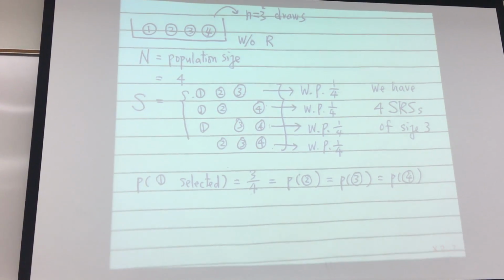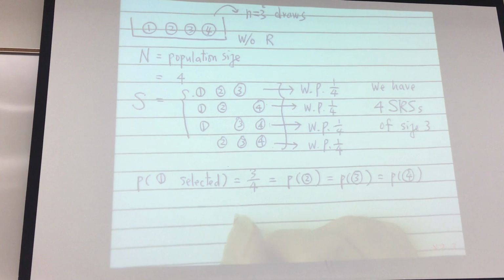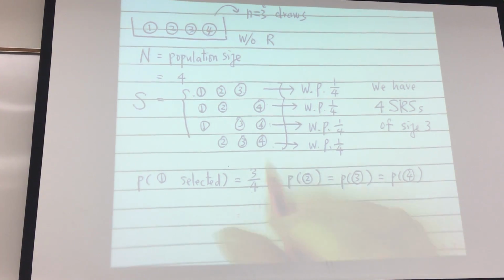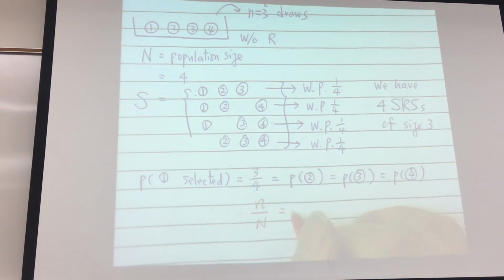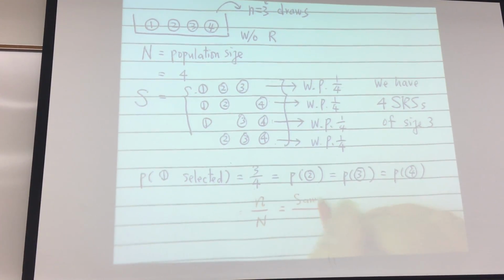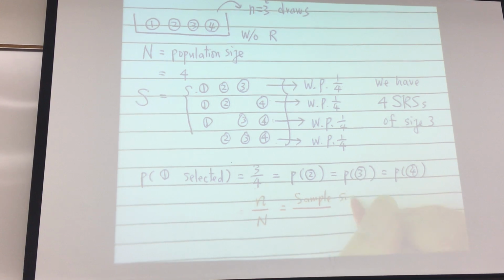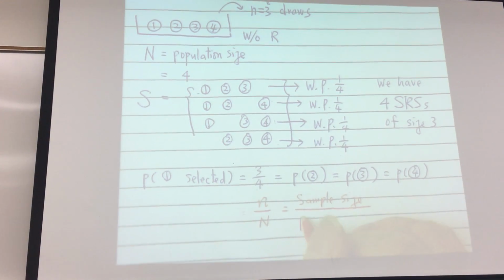And how come this 3/4? How can we get 3/4? It's because of little n over what? Capital N. It's the ratio between the sample size and the population size.